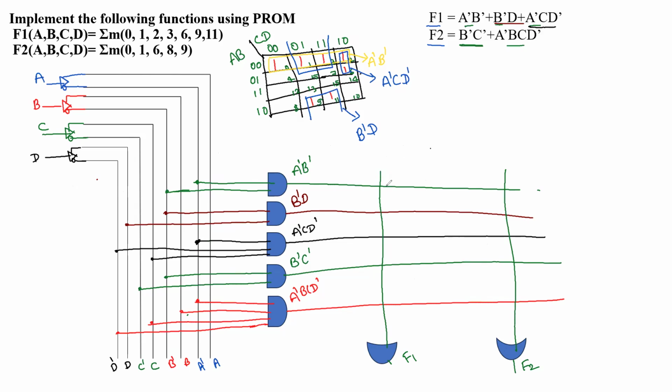So for the first function we have A dash B dash, for the second we have B dash D, for the third one we have A dash C D dash. And for f2 we have B dash C dash, and the last one is A dash B C D dash. So like this we are able to design the PROM with the help of a fixed AND array as well as a programmable OR array.